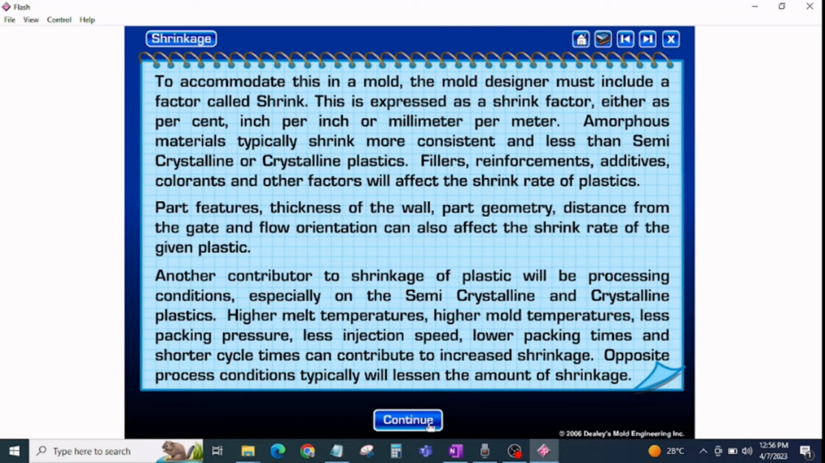Another contributor to shrinkage of plastic will be processing conditions, especially on the semi-crystalline and crystalline plastics. Higher melt temperatures, higher mold temperatures, less packing pressure, less injection speed, lower packing times, and shorter cycle times can contribute to increased shrinkage. Opposite process conditions typically will lessen the amount of shrinkage.